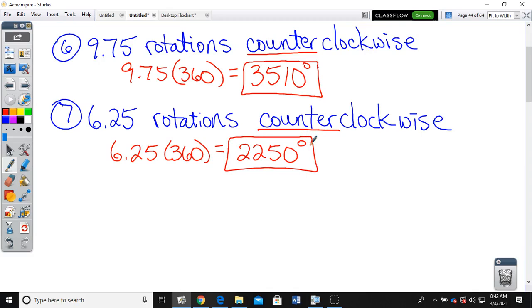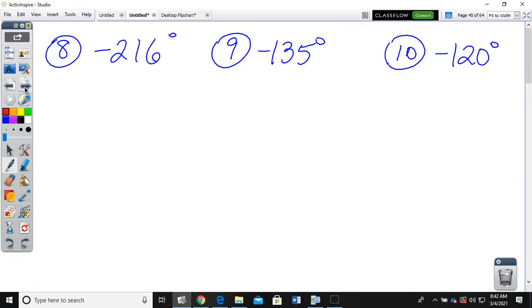Everybody okay with that? Again, you just got to remember, if you go counterclockwise, that's positive. If you go clockwise, that is negative. Okay? Any questions on 5, 6, or 7? Everybody good? Like I said, very, very simple, very quick and easy to do.